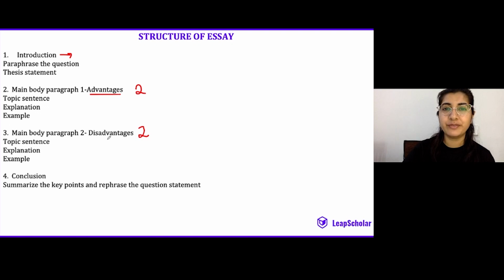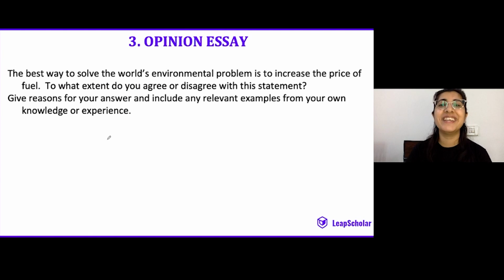Alright then, let's move forward to the final question that we are going to be looking at, and we are going to be solving that. So the opinion essay. Now the best way to solve the world's environmental problem is to increase the price of fuel. Quite a controversial statement, I must say. To what extent do you agree or disagree with the statement? Give reasons for your answer and include any relevant examples.